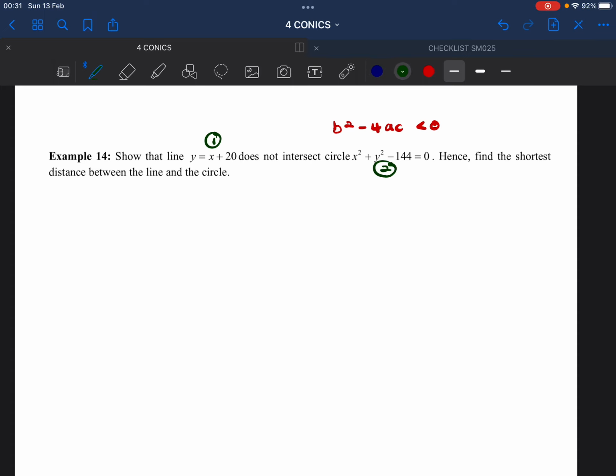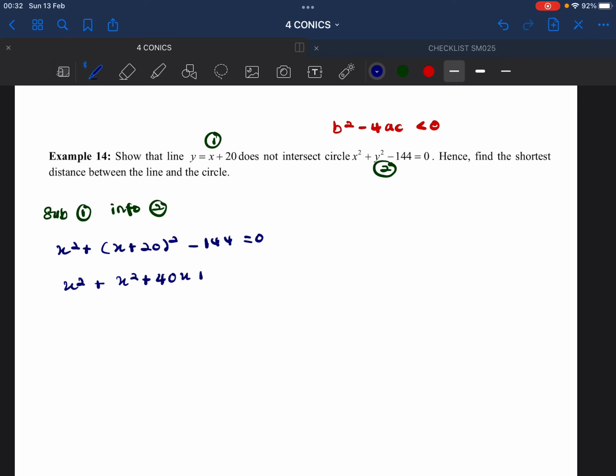So we are going to substitute 1 into 2. So here we have x square plus y square, which is x plus 20 square minus 144 equals to 0. Okay, simplify, expand everything. We have x square plus 40x plus 400 minus 144 equals to 0. So here we have 2x square plus 40x. 400 minus 144, we have 256.